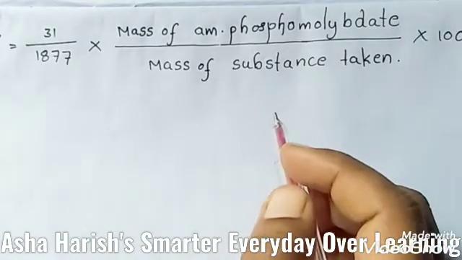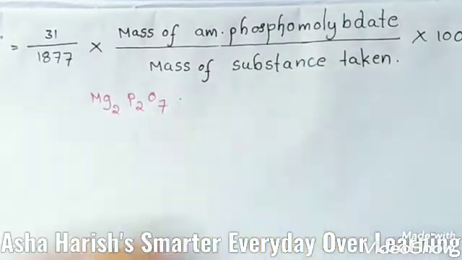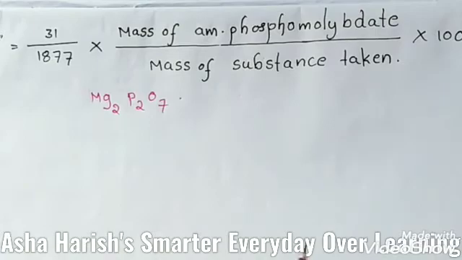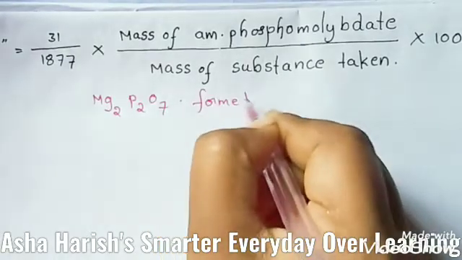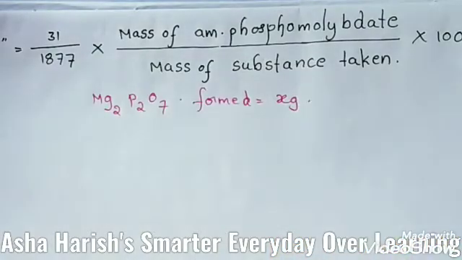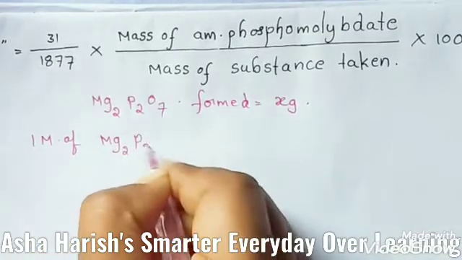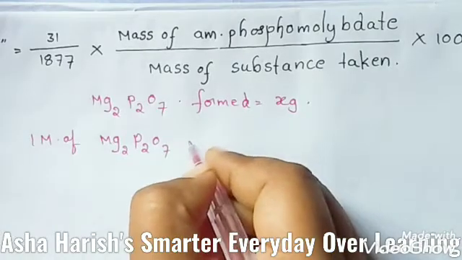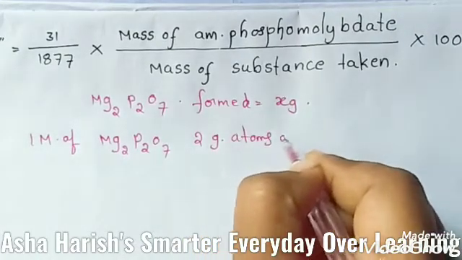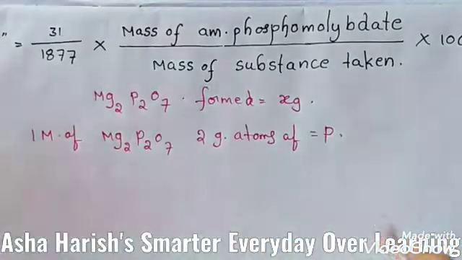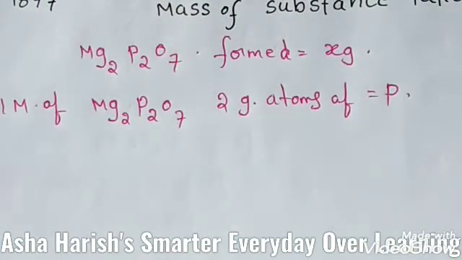Alternatively, suppose phosphorus is estimated as Mg2P2O7, magnesium pyrophosphate. Then the mass of magnesium pyrophosphate formed is equal to X grams. Based upon this you can say 1 mole of magnesium pyrophosphate, Mg2P2O7, contains 2 gram atoms of phosphorus. Now from this molecular formula you need to write based upon the atomic masses.